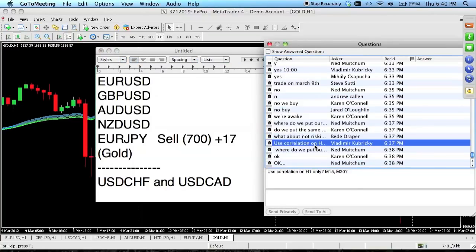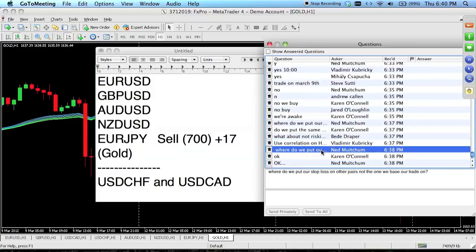Use correlation on 1 hour only, or 15 minutes, or 30 minutes? You guys can use correlation on any time frame you want, but a 1 hour time frame is ideal because every day there are new fundamentals to watch in the market. Every day there's new paperwork, but there is not new paperwork every 15 or 30 minutes. The 1 hour chart will filter the news. So the 1 hour chart is ideal. The 4 hour chart is not worth it because there are only 6 of those in a day.